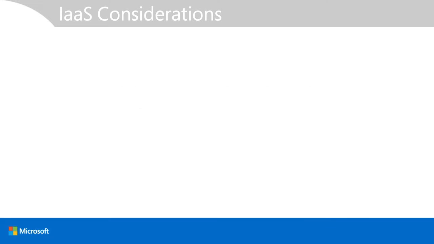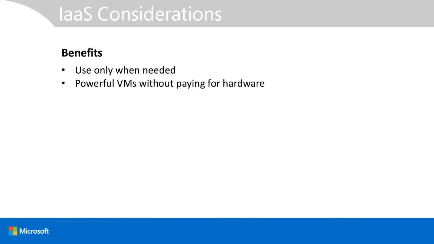Now that you understand the different service types, let's look at a comparison of the three and some benefits and drawbacks of each. Let's start with IaaS. First, the benefits. With an IaaS service, you use the infrastructure only when it's needed. If you don't need a VM, you can stop that VM and you won't get charged for it.